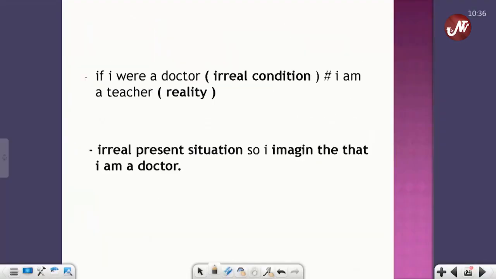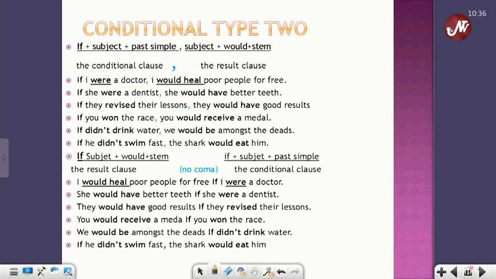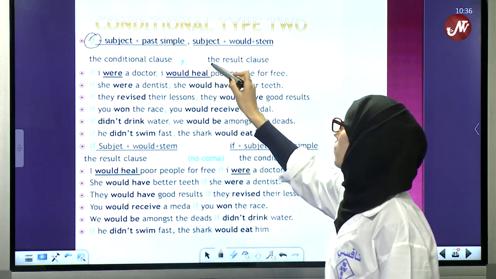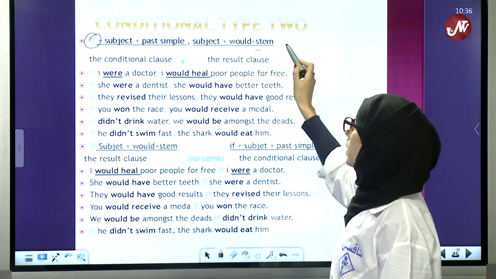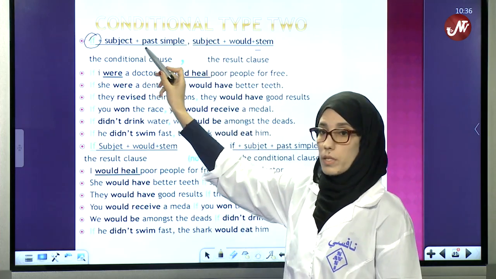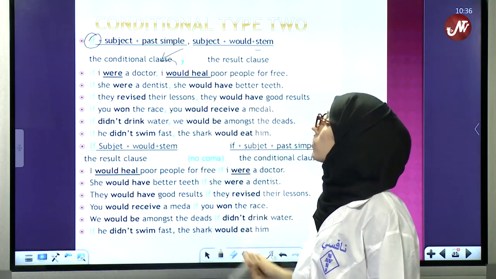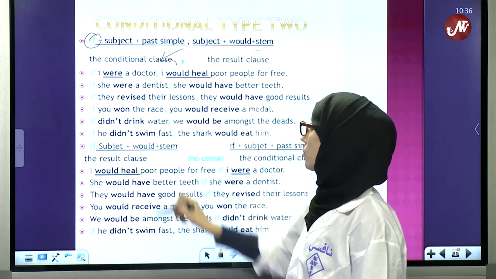So if I were a doctor, is this a real condition or an unreal condition? I am a teacher, so this is the reality. Unreal present situation, so I imagine that I am a doctor. Okay, now let's see the conditional type 2, the form here, as we have seen: if plus subject plus past simple, comma, subject plus would plus stem. If we reverse the result with the condition, we reverse the sentences but without using commas.